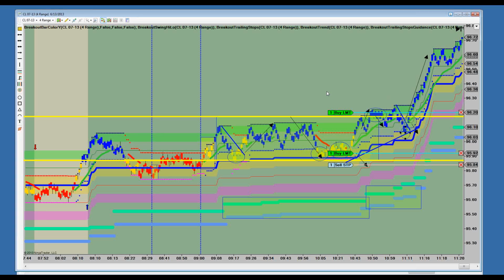What's the moving average used on the chart? Bill, there aren't any moving averages on here. We don't use any moving averages in our trading. This is all Viper Pro indicators.